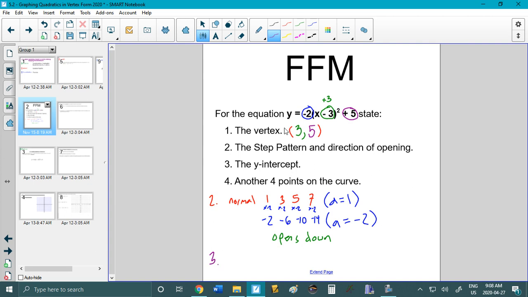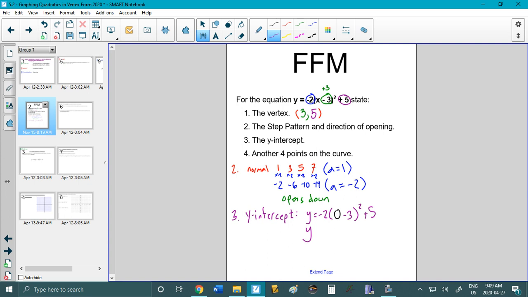So number 3 is the y-intercept. Now, I didn't exactly show you how to do this necessarily, but we know that the y-intercept happens when x equals 0. And this has been the case since grade 9. So we go y equals -2, bracket. And then where we have an x, we put in 0. So 0 minus 3 squared plus 5.